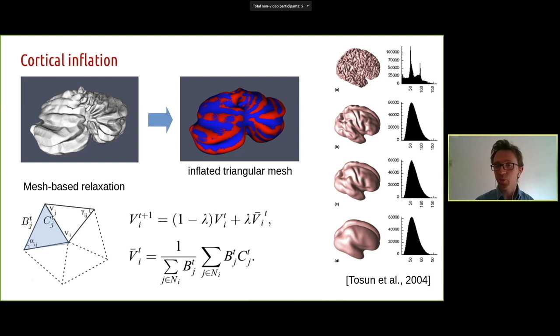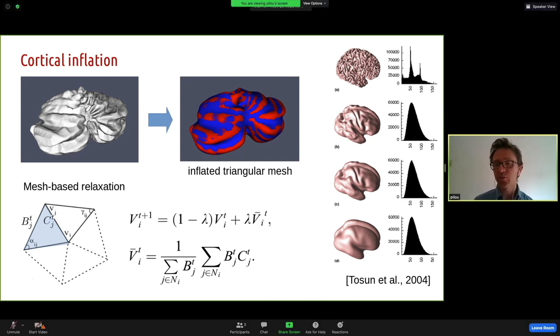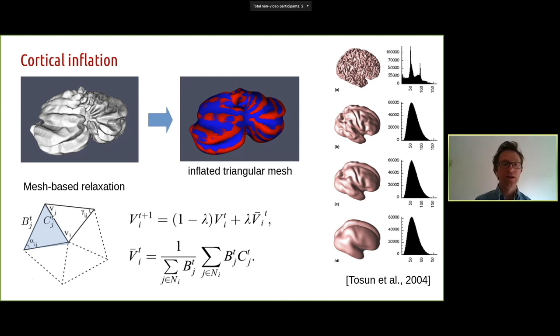Once we have those meshes, we can then do very classical things that were developed, for instance, for cortical mapping of the cerebellum, for instance, inflation. So the principle of cortical inflation is very simple. You do a mesh-based relaxation where you try to average the location of the vertex with the ones in the neighborhood, and then you just iterate over time until your mesh has obtained the required smoothness. You can see it from this algorithm from Tosun et al.